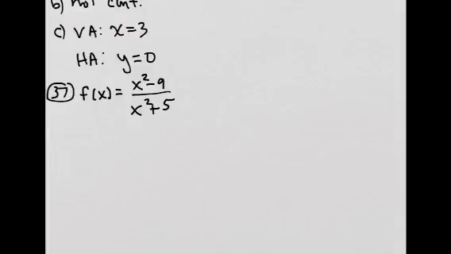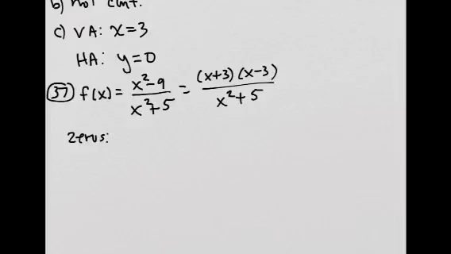Alright, so for 37 through 43, they want you to find the zeros. So remember, finding the zeros means finding the zeros of the numerator. So I have x plus 3, x minus 3, once it's reduced, and the denominator does not factor because it's a sum of two squares. It's not the difference of squares, so I can't factor it anymore. So you just copy it down. And so what makes the numerator 0? Plus and minus 3.